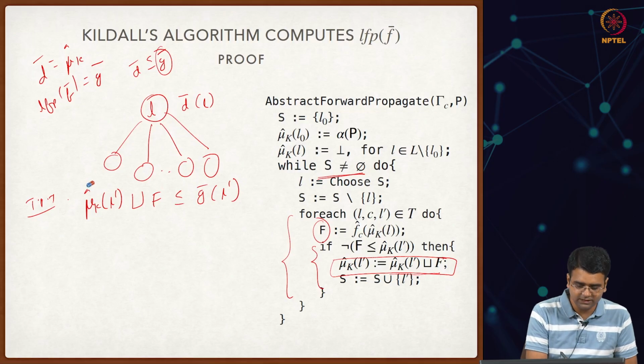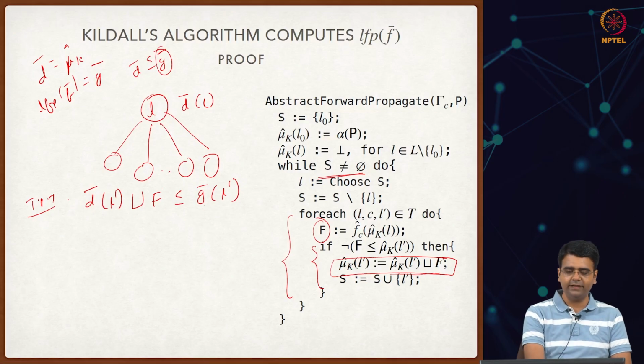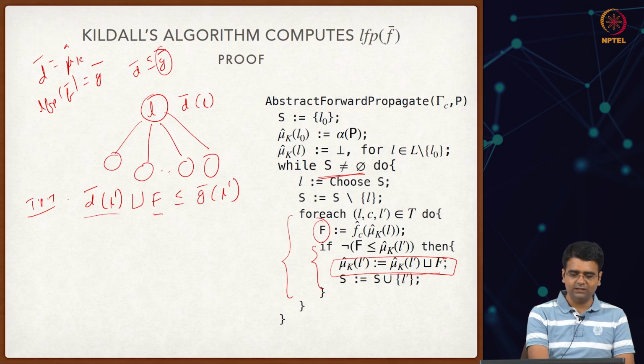Remember, this mu hat k is nothing but d bar, so I can use d bar here. So d bar at L prime joined with f should be less than or equal to g bar of L prime. Now whenever you want to show that some value is greater than or equal to the least upper bound, essentially you have to show that this g bar of L prime is an upper bound of both of these things. If it is an upper bound of both, then it will be greater than or equal to the least upper bound of the two values.